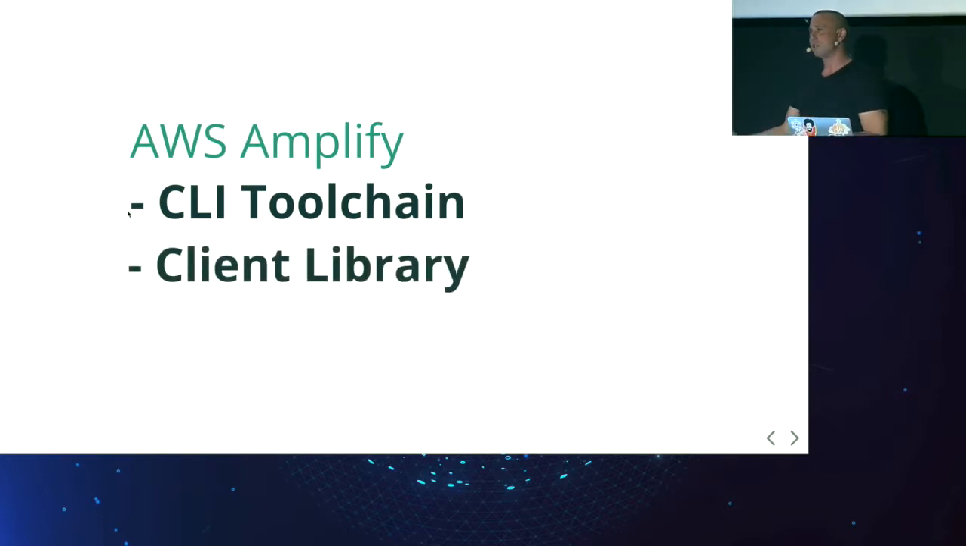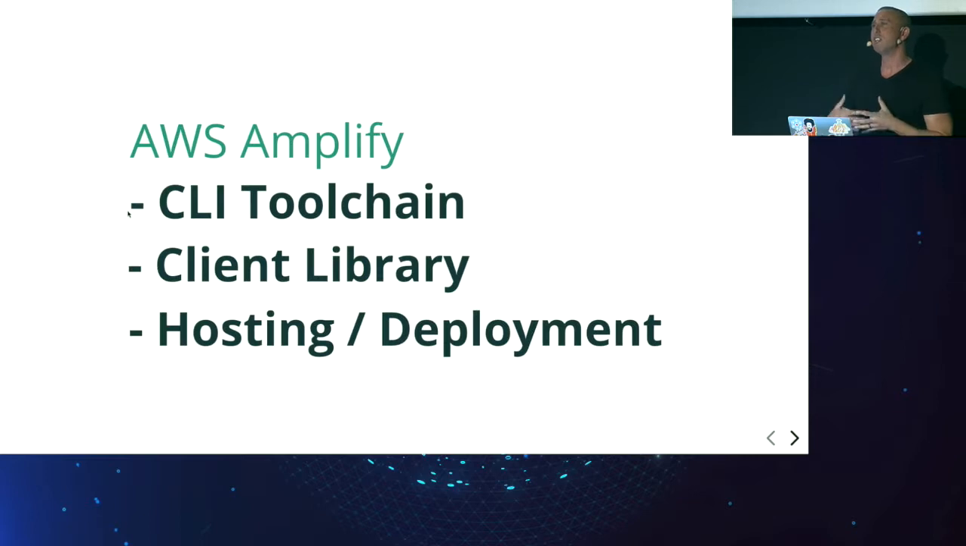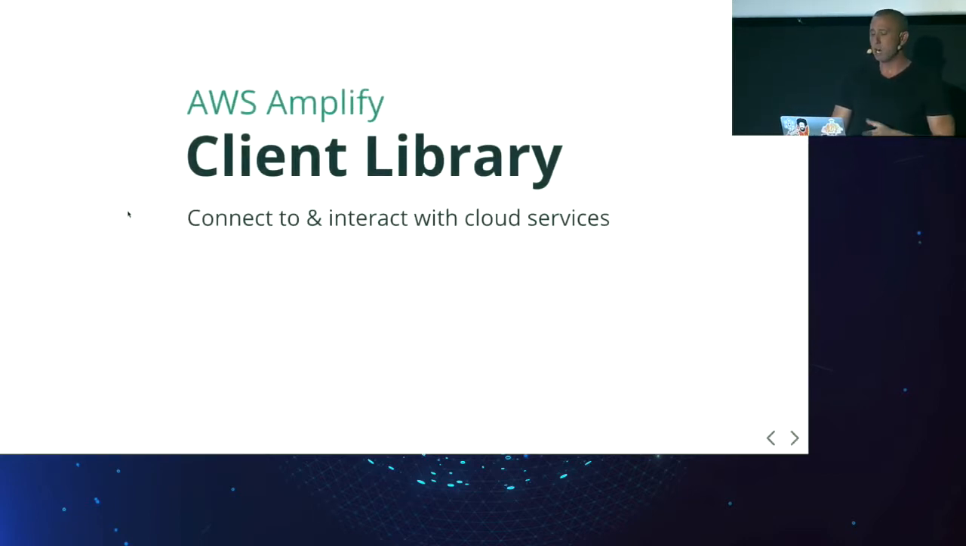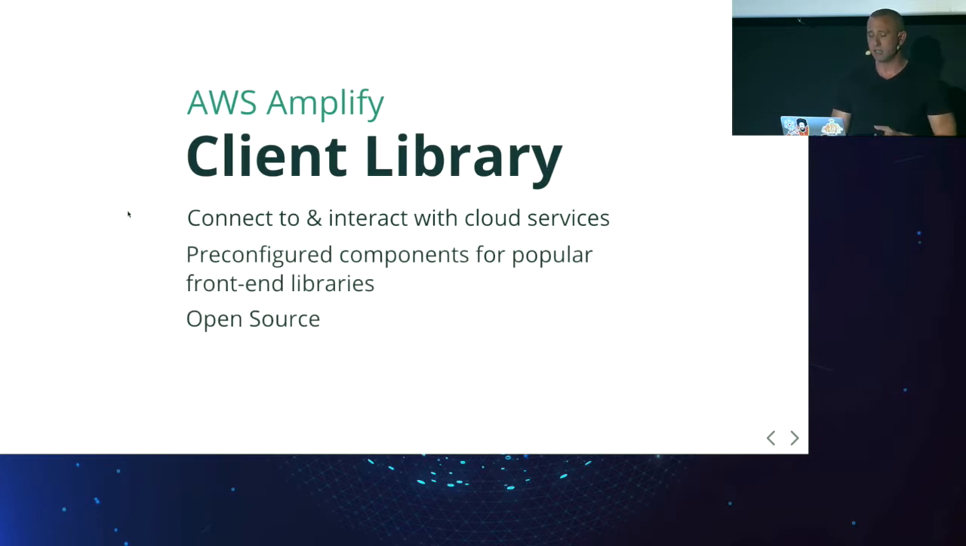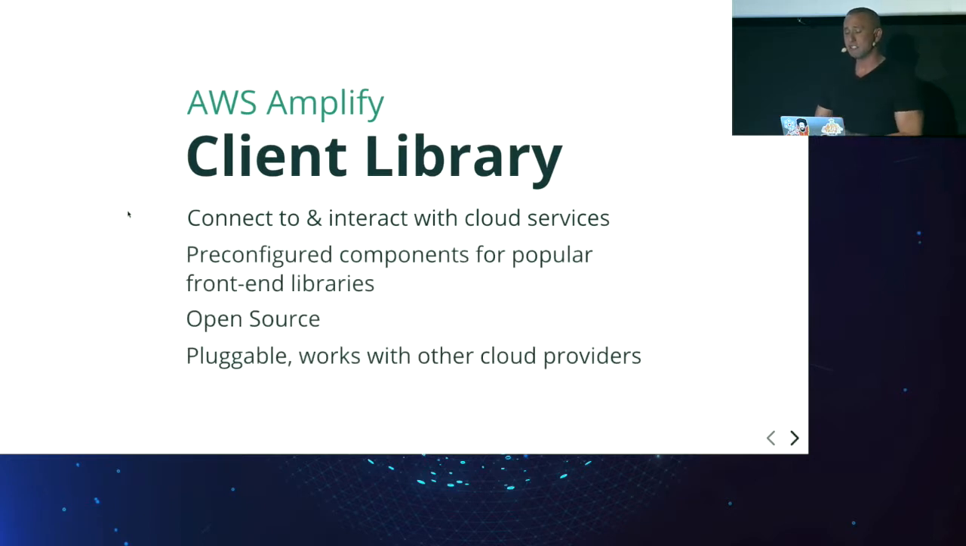After you've created your service with the CLI, you then connect to it using the JavaScript client library or native iOS or native Android, whatever you're working with. So you create the service from the CLI, connect to it from the client, and then you can host and deploy it as well. We have a console. You can actually do continuous deployment using Git. I'll talk about some of those features in just a moment. But we'll go over each of these one at a time first. So the client library allows you to connect and interact with these cloud services. We have pre-configured components for popular front-end libraries that we'll go over in just a moment.